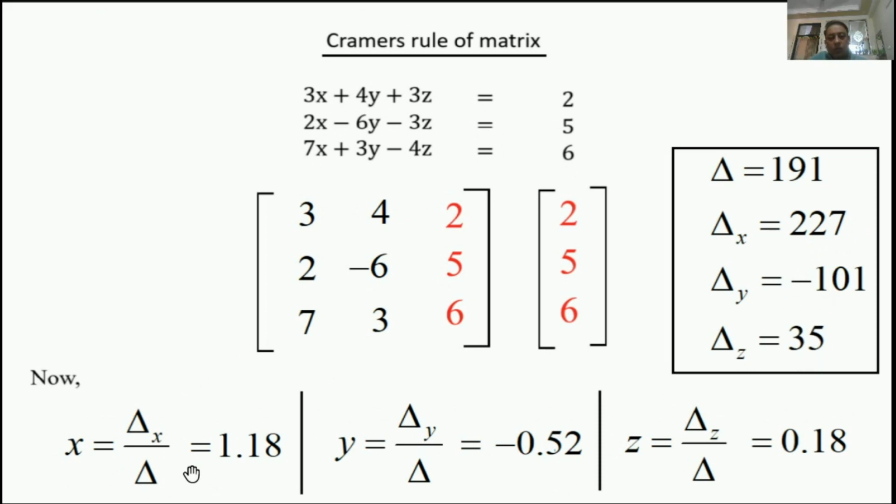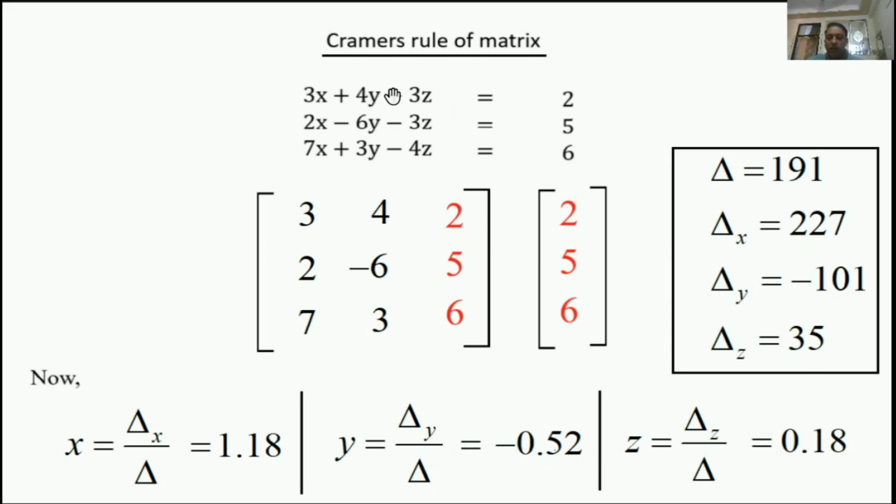Now you just have to do this. To find x, just divide del x by del. That comes out to be 1.18. Similarly, y equals del y upon del, which is minus 0.52. And z equals del z upon del, which is 0.18.